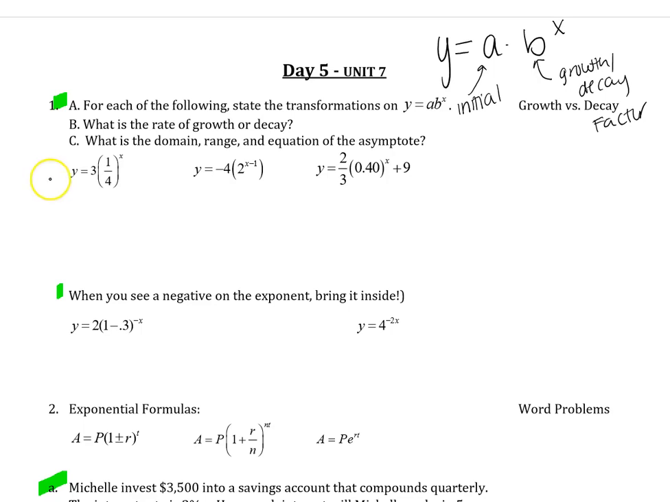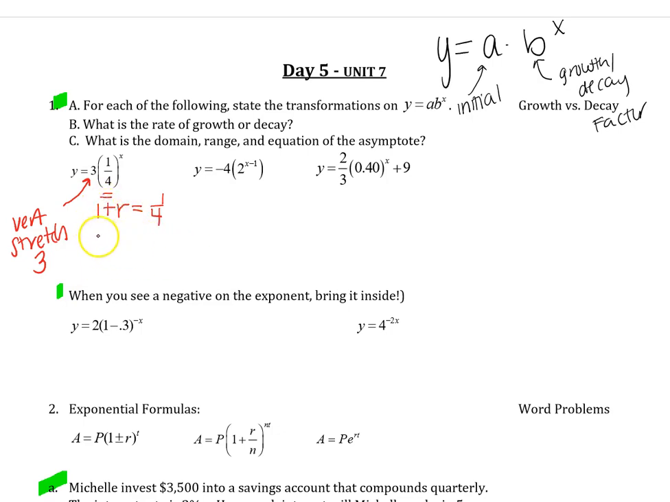Okay, so if we look at the first one, this 3 in front, that would be your initial value, but that's also correlating to a vertical stretch of 3. Okay, and there's been no shifting up or down or anything. The rate of growth or decay is coming from this value right in here. So that's your b value. Now, this b value is equal to 1 plus r, to help us solve for this rate. Okay, so again, b is equal to 1 plus r.